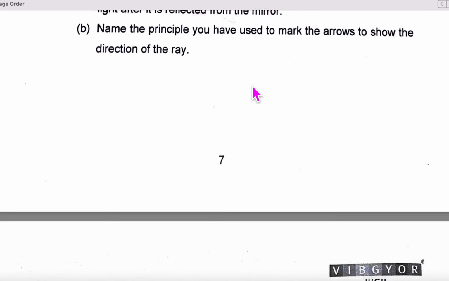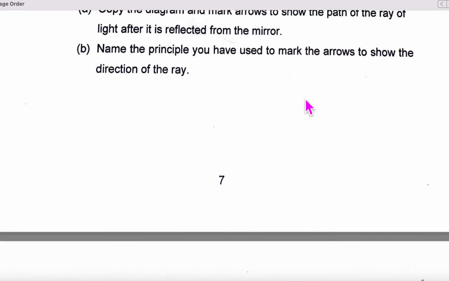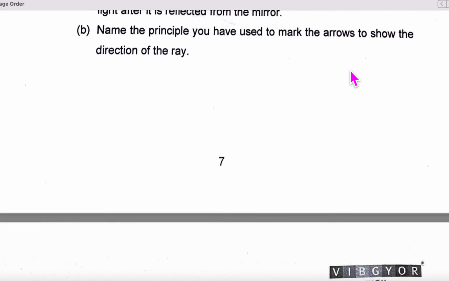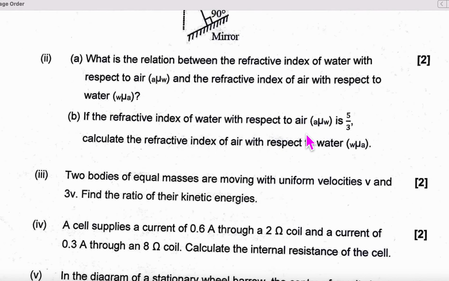Okay, the diagram has been given here. Copy the diagram, mark the arrows of light after reflection from the mirror, and name the principle you have used to mark the arrows. Now this one is again from your textbook. If it is incident this way, it will go this way and it will get reflected like this, correct? What are they telling you to do? Name the principle. Principle of reversibility. Okay.